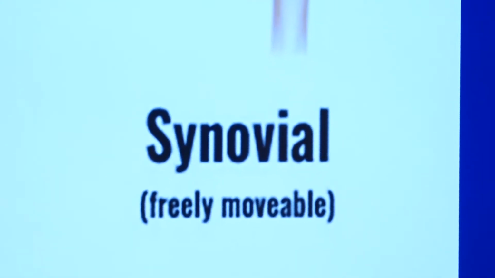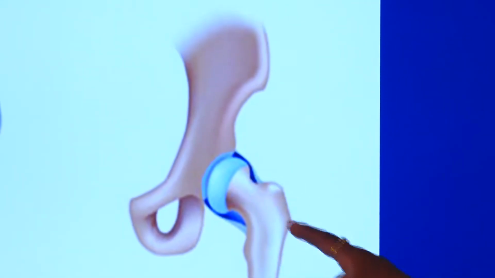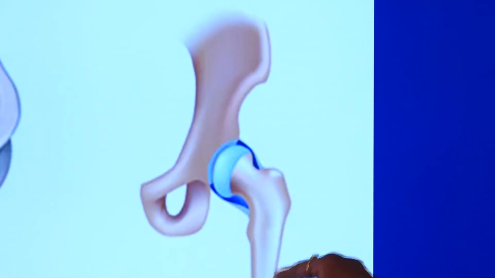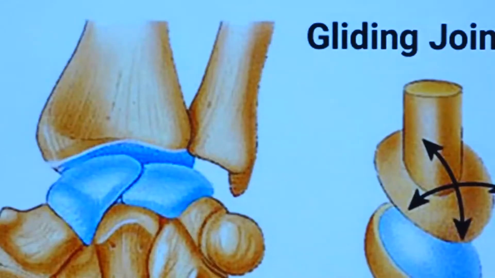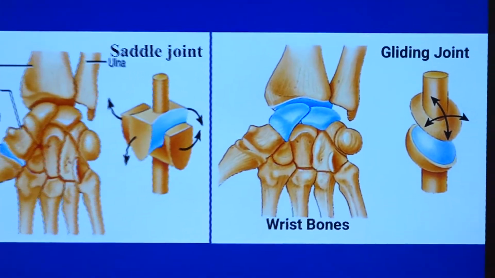Coming to the freely movable joints, they are the synovial joints. Something is available here. Can you guess what it is? It is the pelvic girdle. To which the head of the femur bone gets articulated. The cavity that is present here is the acetabulum. Okay? So, now let us start studying about each of the joints here.